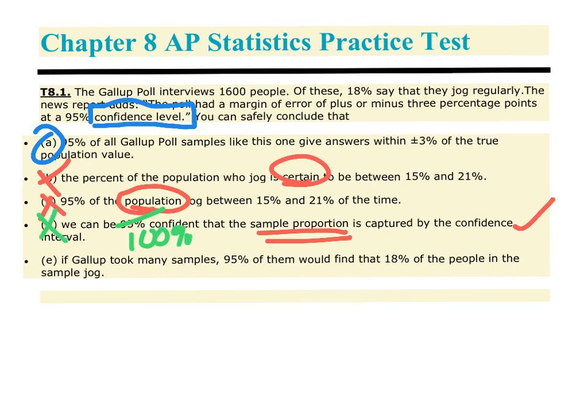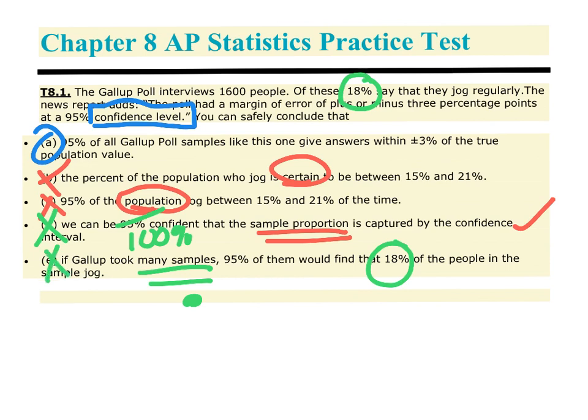And for letter E, if Gallup took many samples, 95% of them would find that 18% of the people in the sample jog. Now, unfortunately, this problem implies, when it talks about took many, many samples, this right here is about the construction of confidence intervals, which is good. But it would show that 95% of them would have the true population answer in it, not the actual original sample's answer in there. So therefore, that one is wrong.